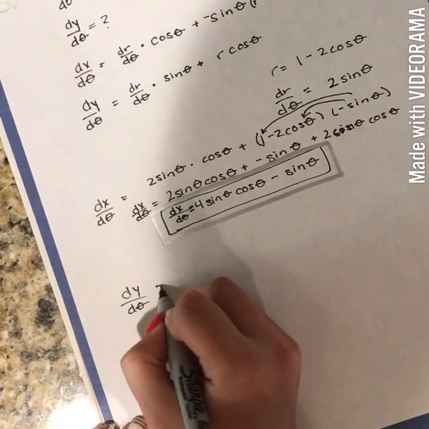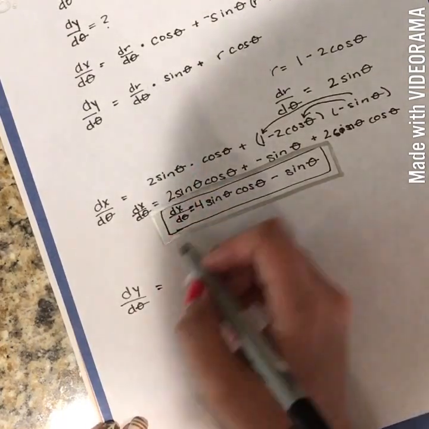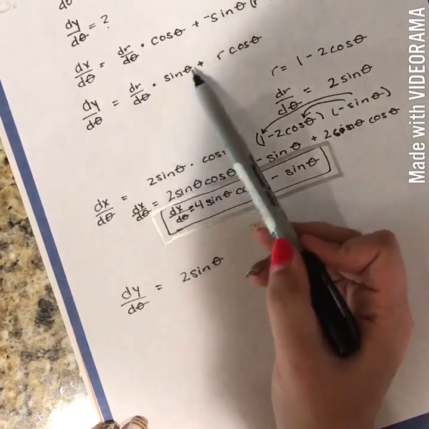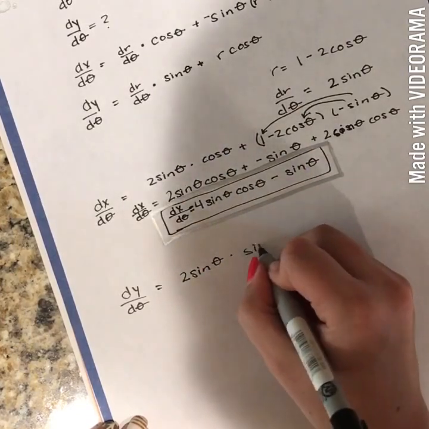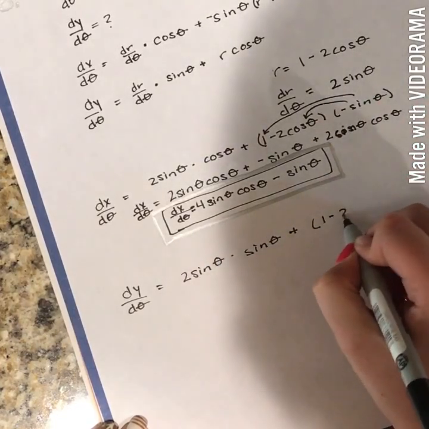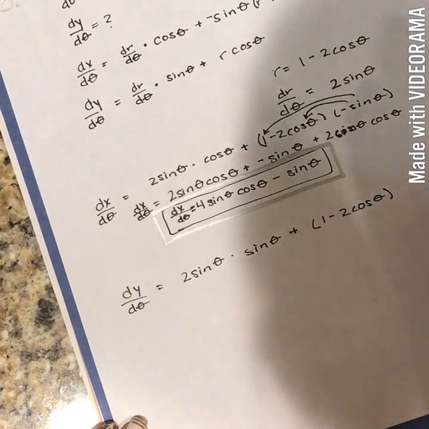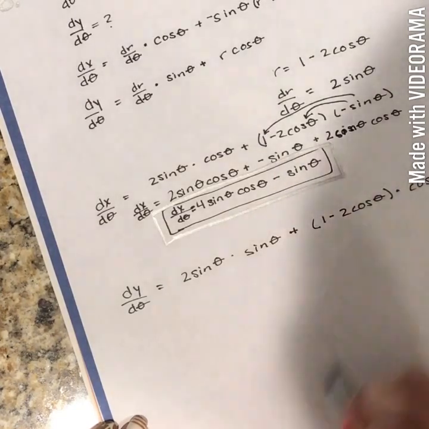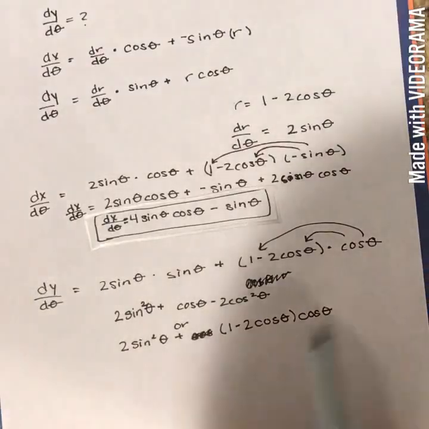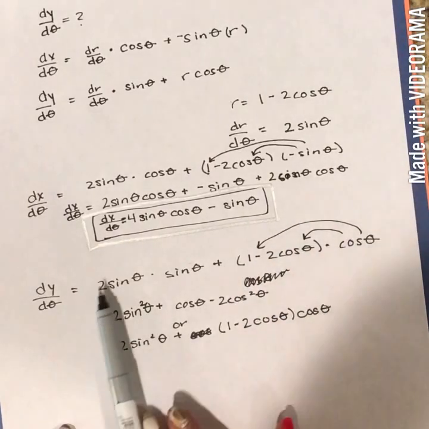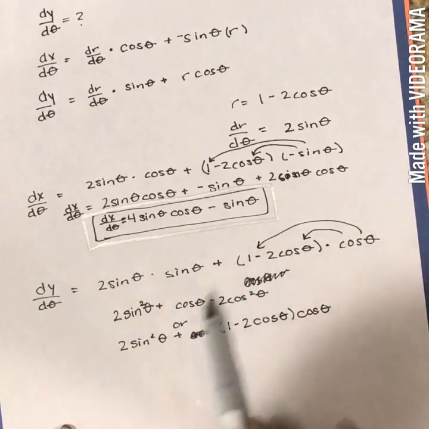Now we're just going to find dy d theta. We're going to plug everything in. dr d theta we already have over here. It's going to be 2 sine theta, and then times the sine theta, and then plus the r, which is 1 minus 2 cos theta, and then times the cos. I just did this really quick. You just distribute these, and then you're going to simplify, so putting those together, and you can put these together. Once you get there, you can't do anything else.